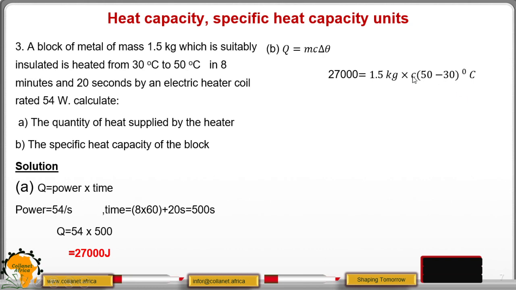So what is our unknown is our specific heat capacity, c. So if you multiply 1.5 and then you multiply by the change, that is 20, you will get 30c. So it implies that 27,000 is equal to 30c. To get c, you divide through by 30. So 27,000 divided by 30, you get that it is 900 joules per Kelvin per kg. That is our specific heat capacity of this block.